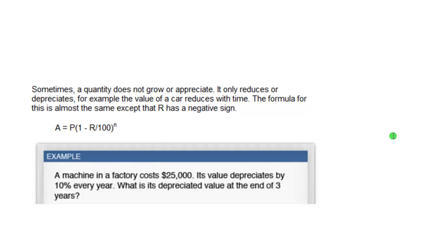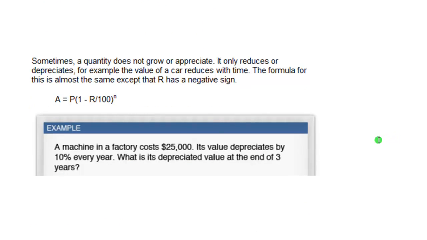Okay, and our last problem. It says sometimes a quantity does not grow or appreciate. It only reduces or depreciates. For example, the value of a car reduces with time. The formula for this is almost the same, except that R has a negative sign. See that? So for depreciation, you need a negative sign there. The rest is the same. So it says, a machine in a factory costs $25,000. Its value depreciates by 10% every year. What is its depreciated value at the end of 3 years?